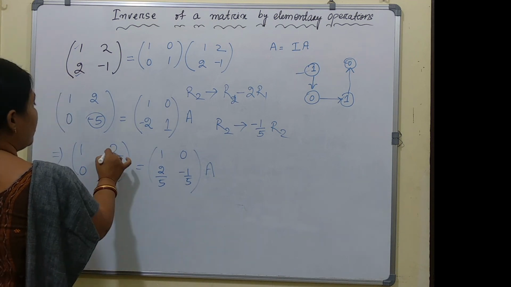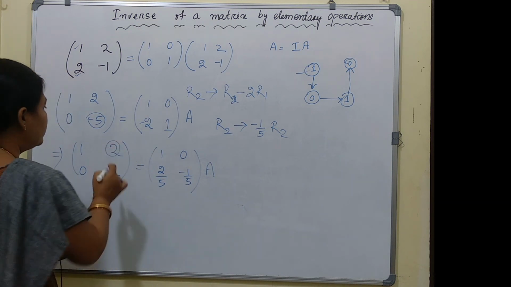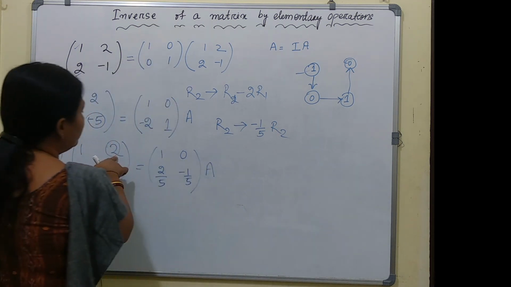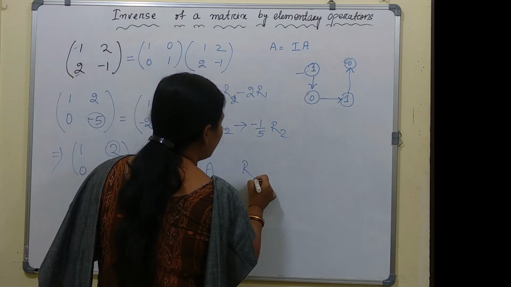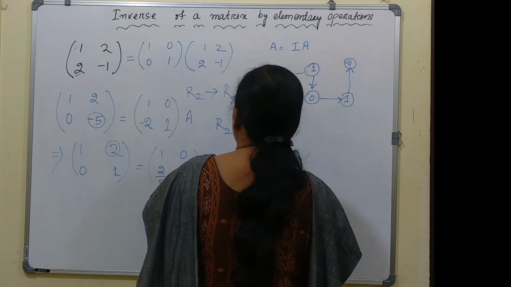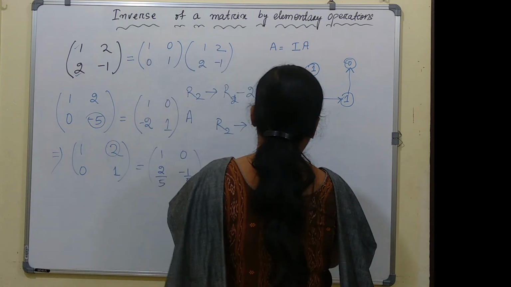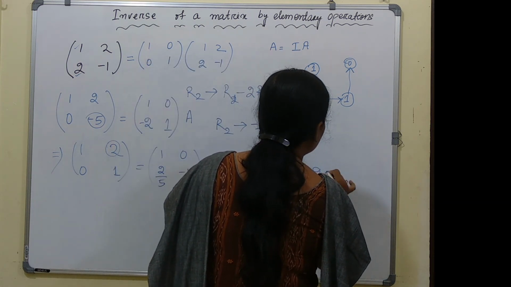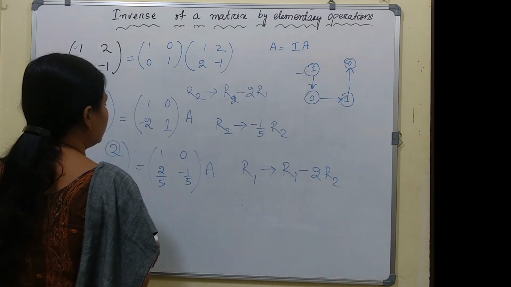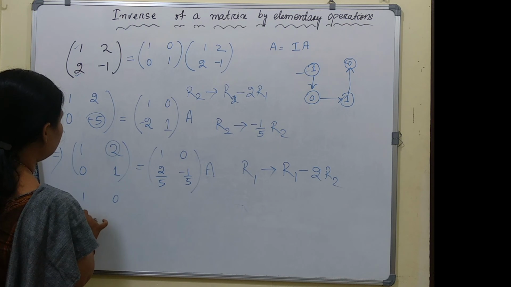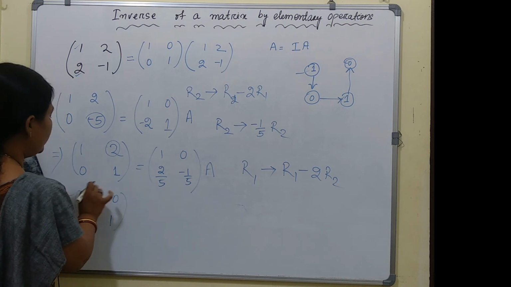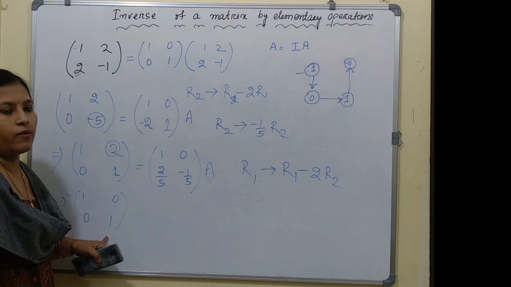Now convert this element to 0. This is the row 1 element, so we change row 1: R1 changes to R1 minus 2R2. That implies we get 1, 0, 0, 1. Here we get the unit matrix of order 2.